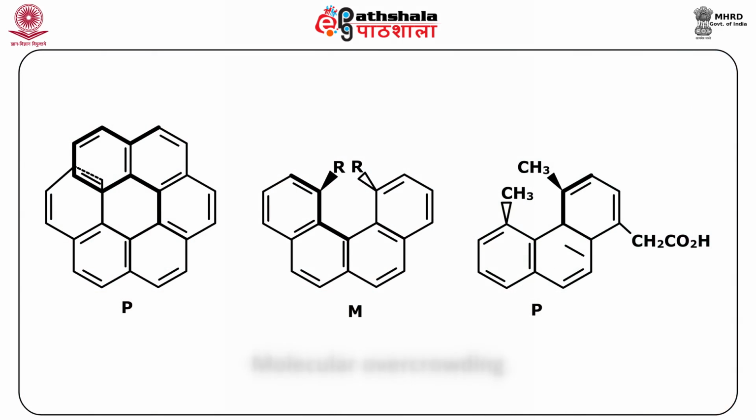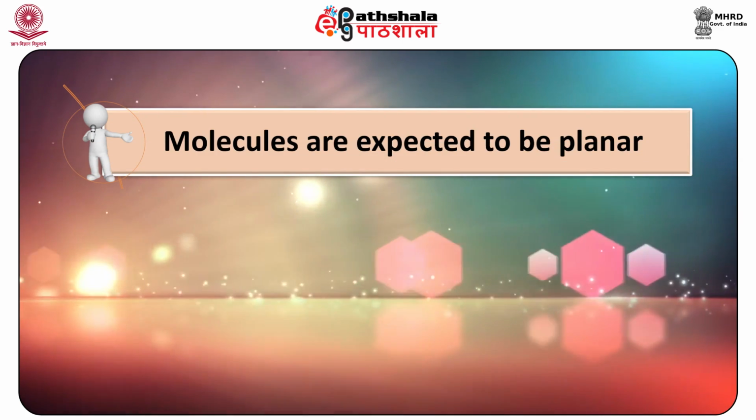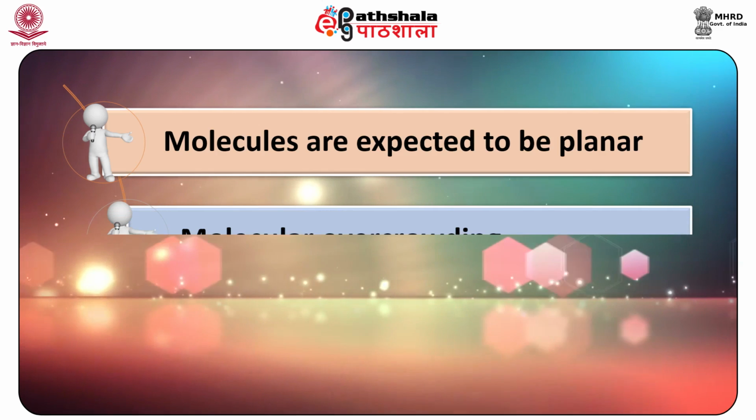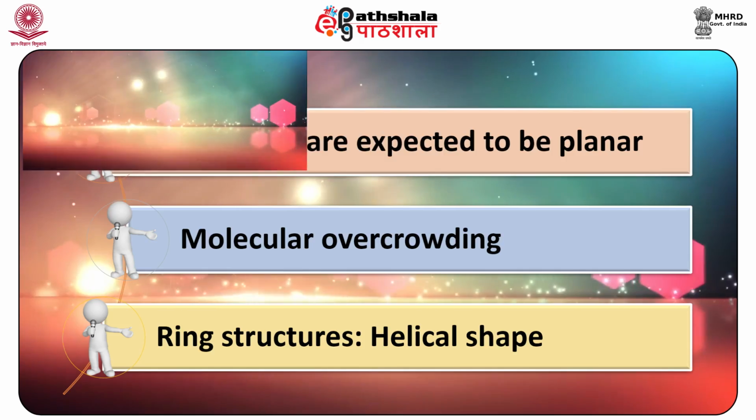Helicity in a molecule may also result from molecular overcrowding. This is manifested in molecules such as helicenes, benzphenanthrenes or even phenanthrenes, as shown in figure 2. These molecules are normally expected to be planar, but due to molecular overcrowding, the ring structures assume a helical shape. The terminal rings and the substituents are in different planes and the molecules exist as two helical enantiomers.